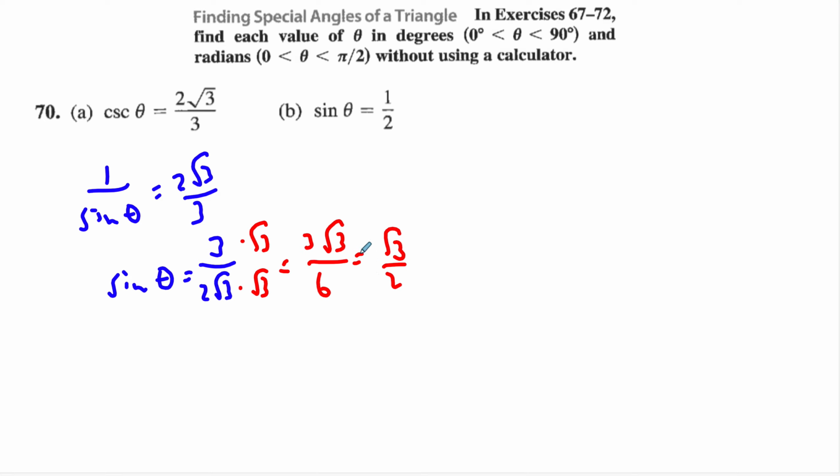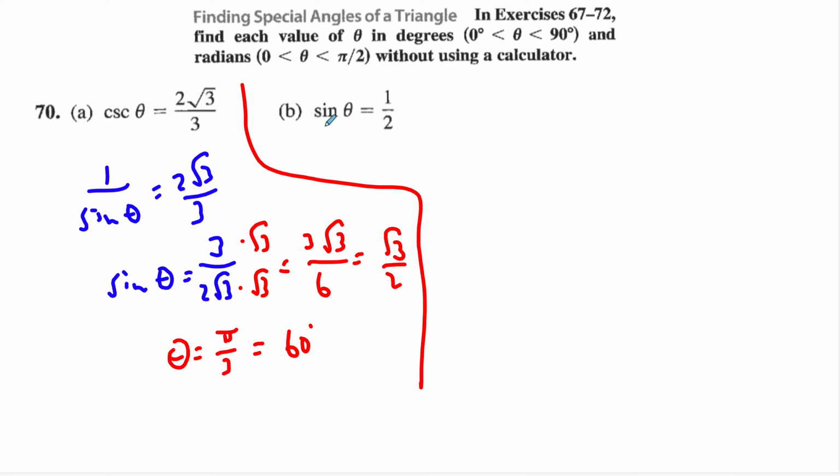When is the y value equal to root 3 over 2? That's when theta equals pi over 3, so that would be radians, or 180 divided by 3, 60 degrees. Sine is equal to 1/2. Theta equals, well, pi over 6, or 30 degrees. We know this from our knowledge of the unit circle.